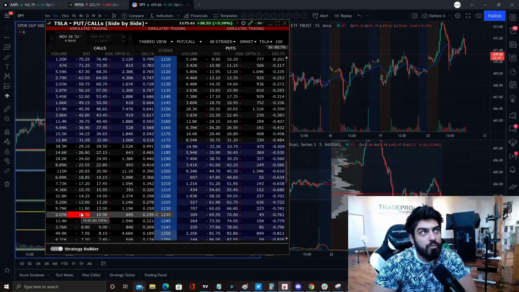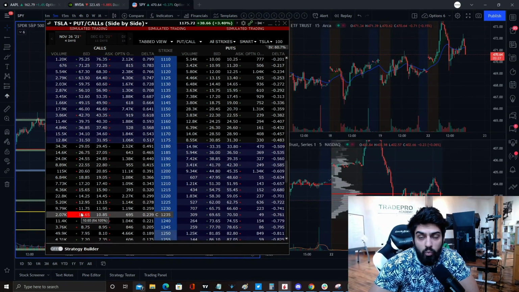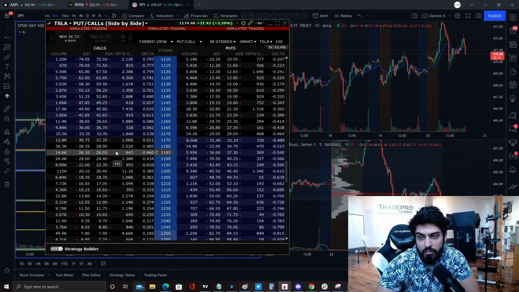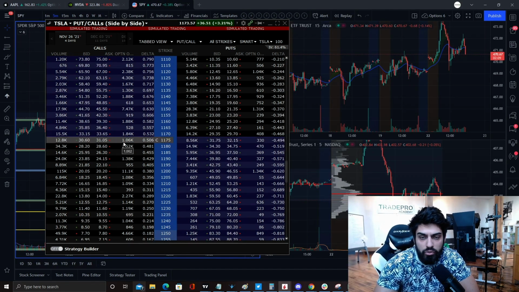Now, before we dive too much into this chain, we've got to break down what volume and open interest are. They're slightly confusing, but they go together pretty well. The open interest of an options contract is the contracts that are open. That means that whether it's bought or sold, if the contract has not expired, has not been closed out, and has not been exercised, then it's going to remain open.